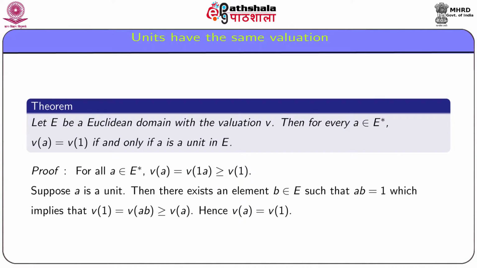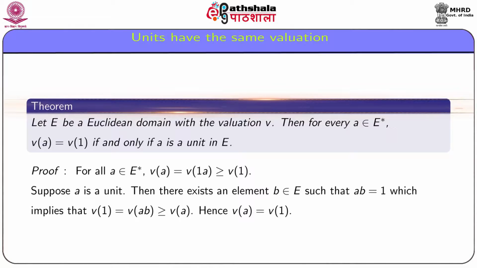Now, we have a very interesting result: if E is a Euclidean domain with valuation v, then every unit in E has the same valuation as 1. Actually, we will prove that valuation of a is equal to the valuation of 1 if and only if a is a unit in E.